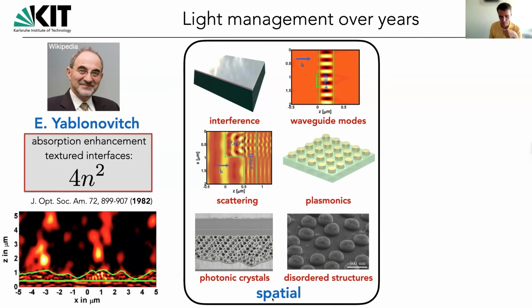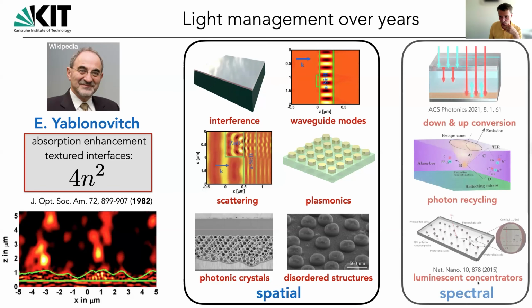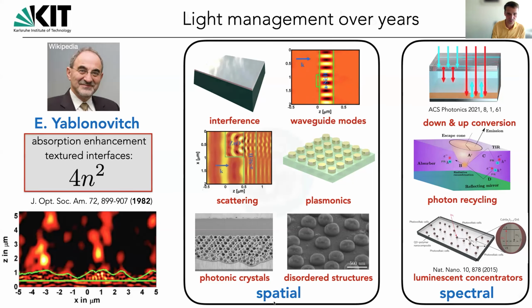that can be used for light management. Besides the spatial approaches, there also have been a lot of spectral approaches for light management, such as down and or up conversion. Also photon recycling has been considered, and luminescent concentrators. These aspects one can always exploit in order to improve the light management. Nevertheless, most of the structures that I'm going to discuss in the following are going to revolve around the spatial degrees of freedom, meaning that we want to control how light propagates in solar cells in order to enhance the probability of absorption.